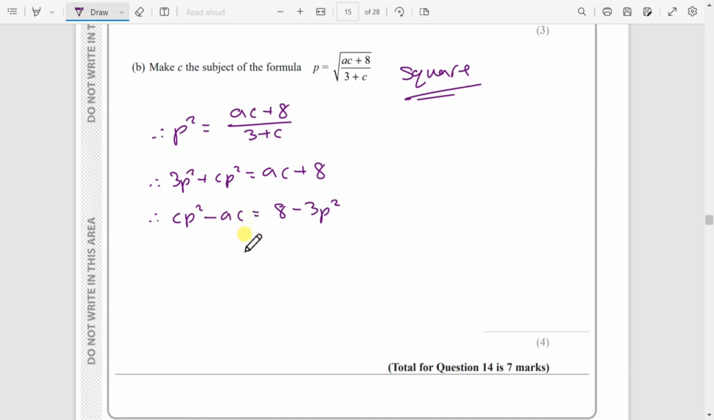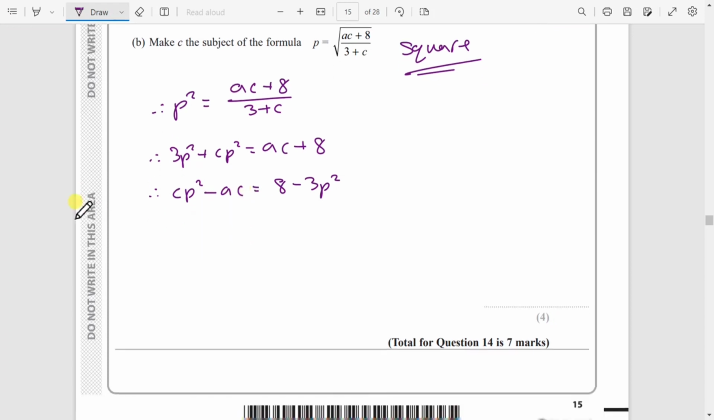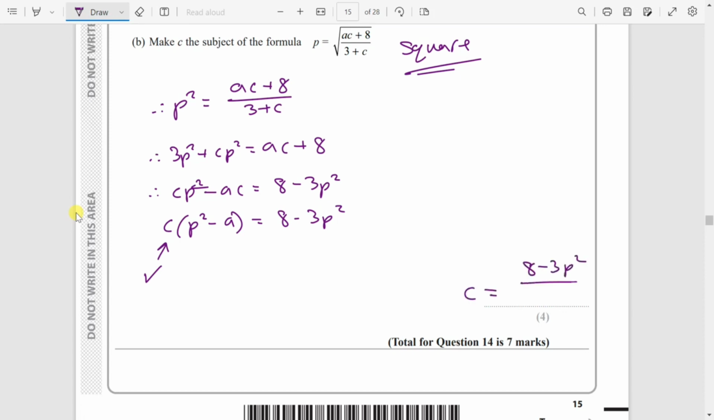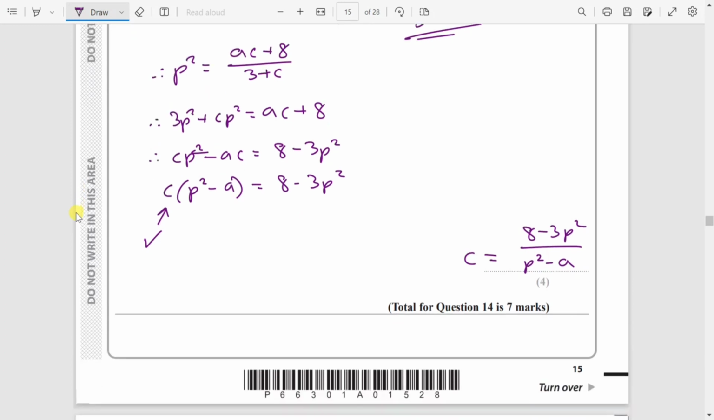When you've got terms like this, always factorize, guys. Think factorization. Don't let it go. So factorize c out. You're going to get c bracket (p squared minus a) equals the right side. And finally, guys, you've isolated the c. Now c is actually happy. It's on its own. Now you can divide by (p squared minus a) across. So you're going to have c equals (8 minus 3p squared) over that bracket, (p squared minus a). And that's it. That should be this question done.